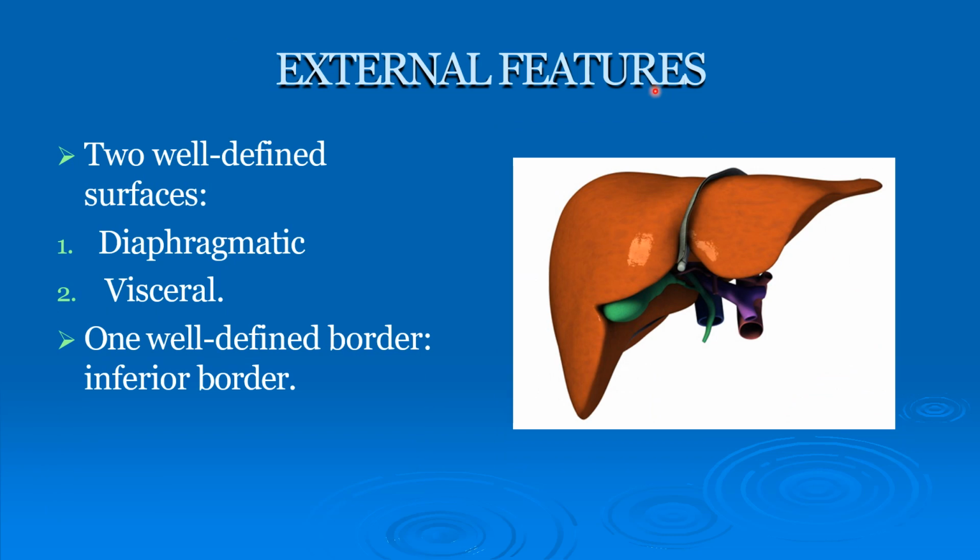About the external features of liver. The liver has two well-defined surfaces. The first one is diaphragmatic surface and the second is visceral surface. And it has a well-defined border also. That is called as inferior border. In this image you can see this is the diaphragmatic surface and this is the inferior surface of liver or visceral surface of liver and this is the inferior border of liver.